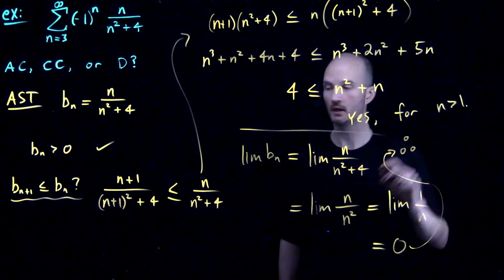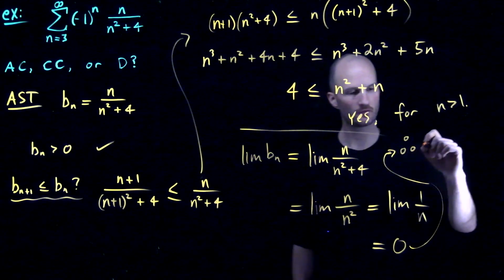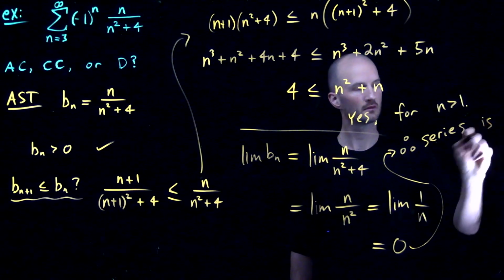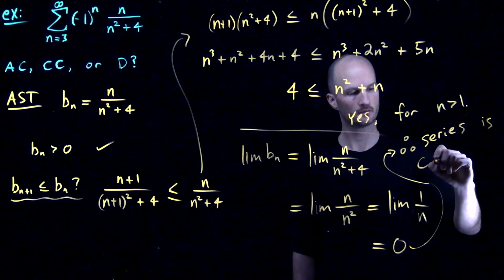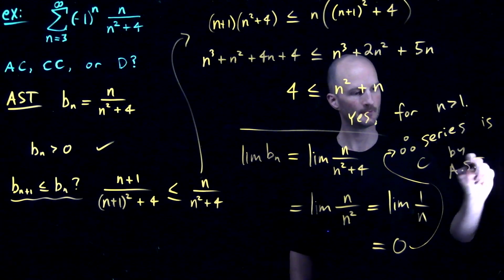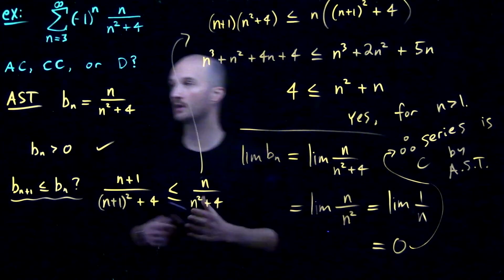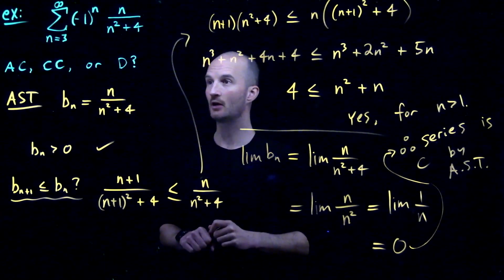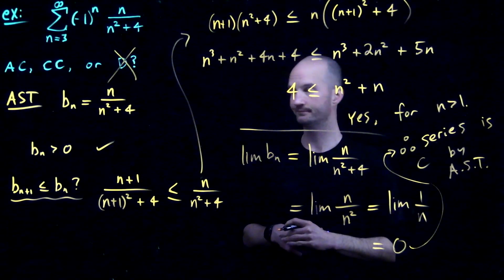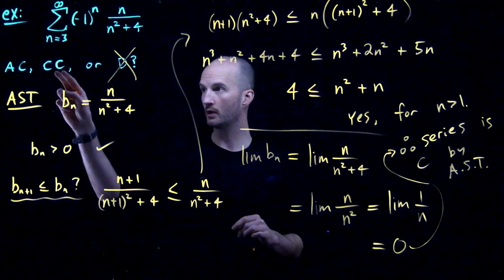So this passed the alternating series test, so therefore the series is convergent by AST. So the series is convergent. What does that mean? Well, I'm not done yet, but it does allow me to cross out that possibility. So I know it's convergent, so it's got to be absolutely convergent or conditionally convergent.